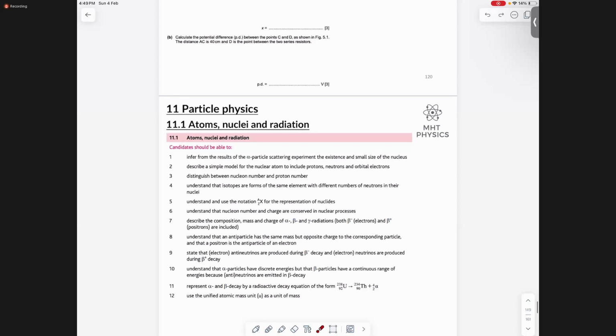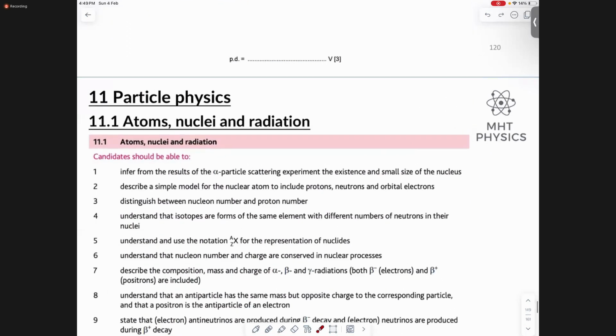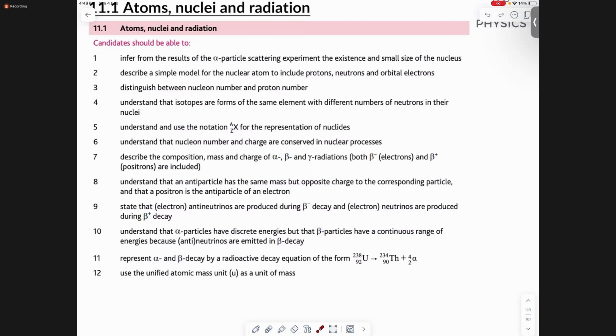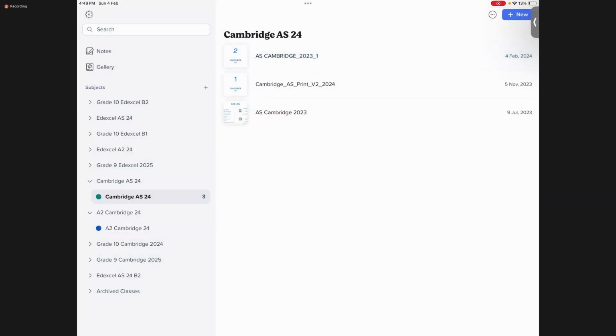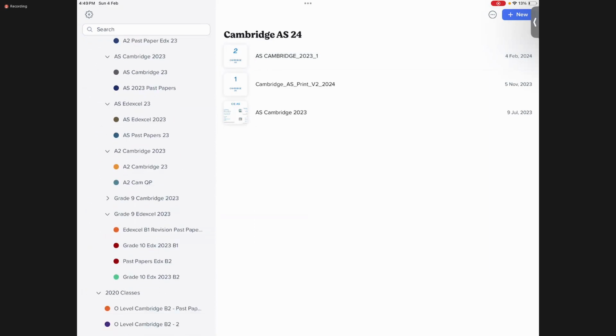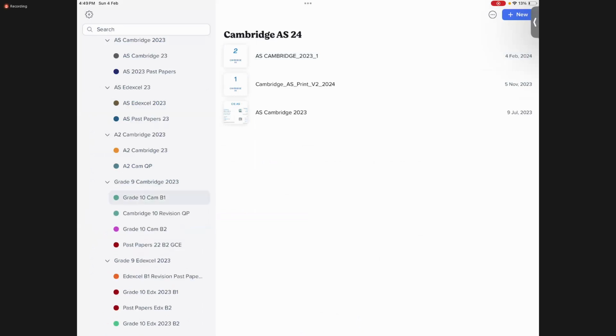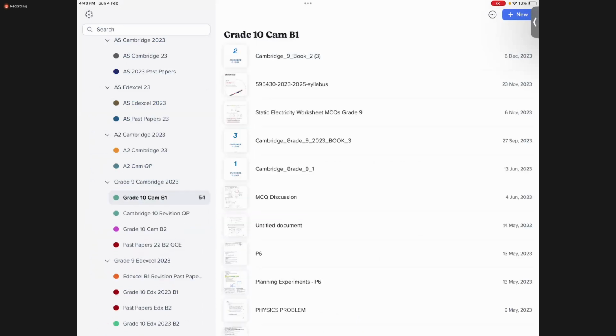So look at this. Okay, let's do a rough estimate of what's actually new. Infer from the results of the alpha scattering experiment the existence of a small nucleus. Using the alpha scattering experiment, you'll have to figure out if there's a small nucleus. Let me see if there's anything in your O level notes. This is Cambridge particle physics, radioactivity. I just want to show you how much is actually common here.